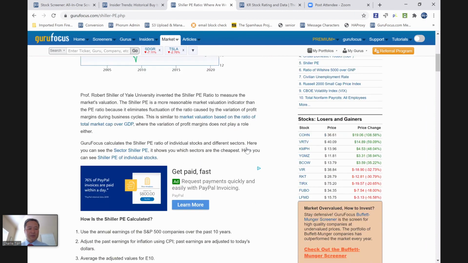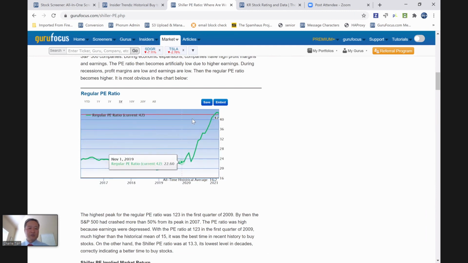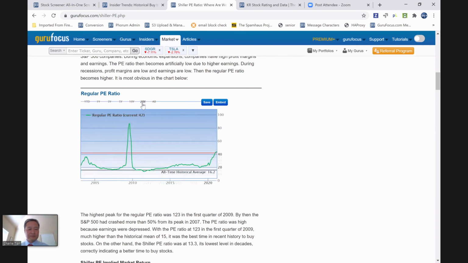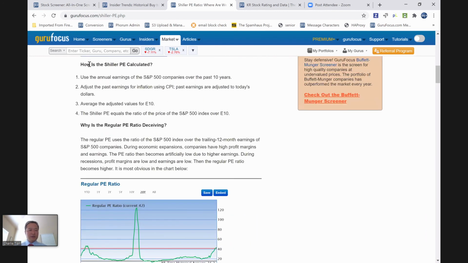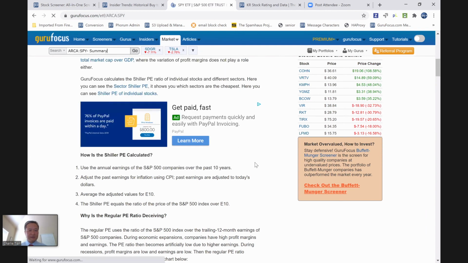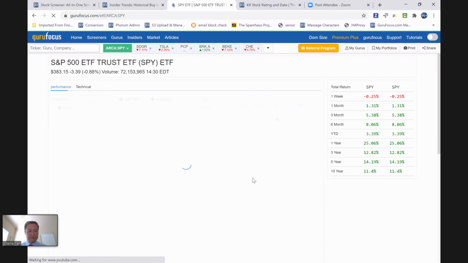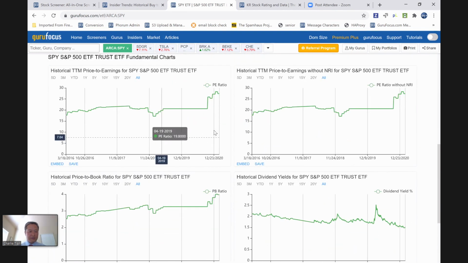Also, if we go down here, we can see the S&P 500 regular PE ratio, and it has been going up quite a lot. Mostly it's caused by the recent technology run-ups. If you look at the SPY ETF, it will tell you the performance and also the historical PE ratio.